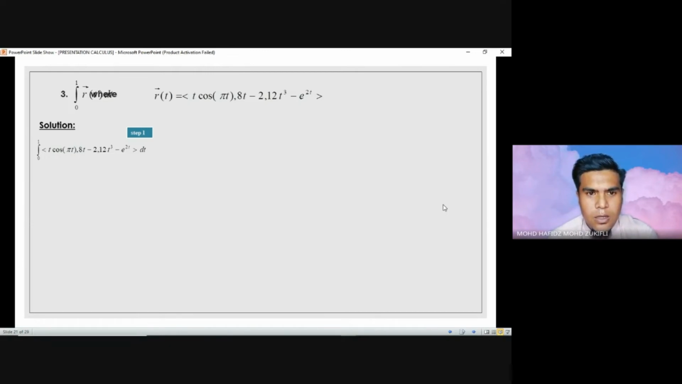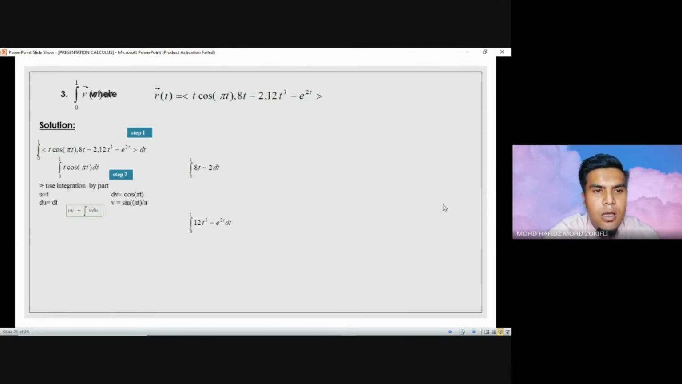And second step, we separate into 3 parts: part 1, part 2, and part 3. For part 1, it is the integration of t cos pi t dt. For this we must use integration by parts. So we know t is equal to u, du equal to dt, dv is cos pi t, and v equal to sin pi t over pi.